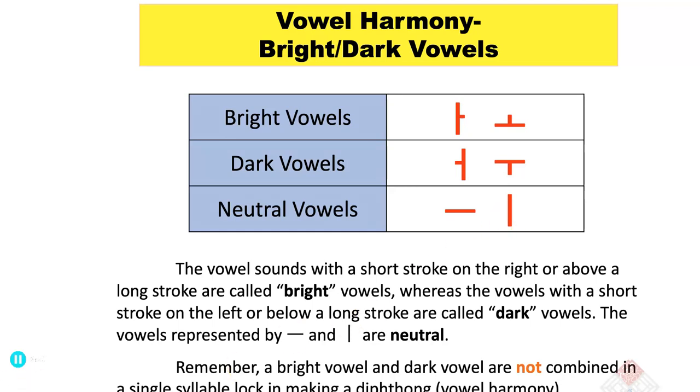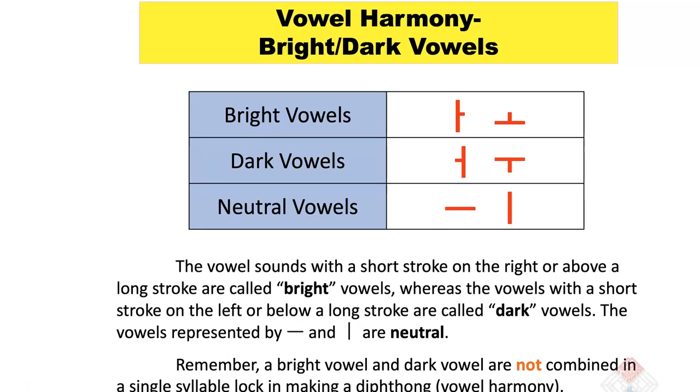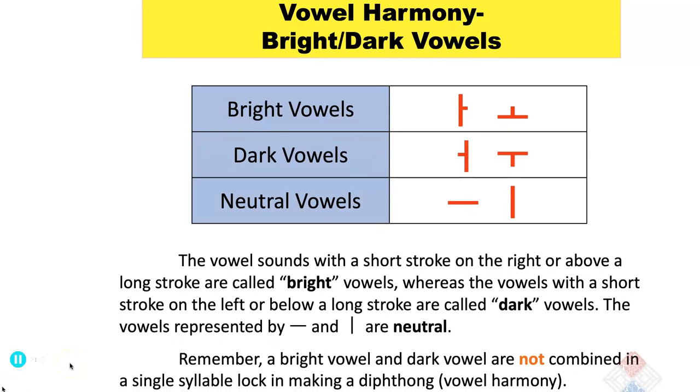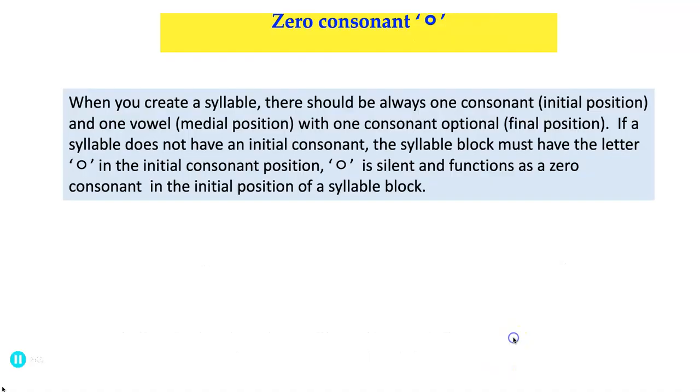And these two, the U sound and E sound, are the so-called neutral vowels. So why is it important? Because when you are introduced to conjugation, when you create syllables, you always have to observe the rule of vowel harmony, which is that bright vowels and dark vowels are not combined in a single syllable, like in making diphthongs. So bright vowels always combine with bright vowels, dark vowels with dark vowels. And I'm going to talk about it a little more later.